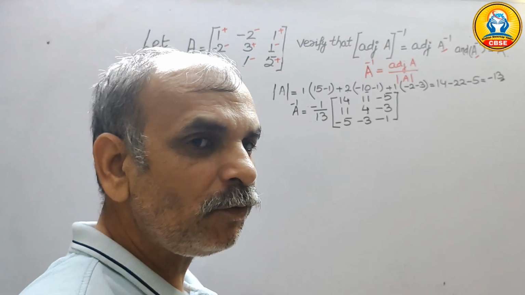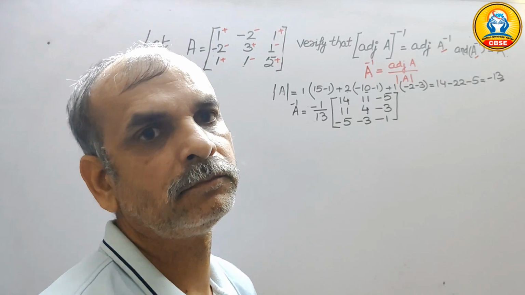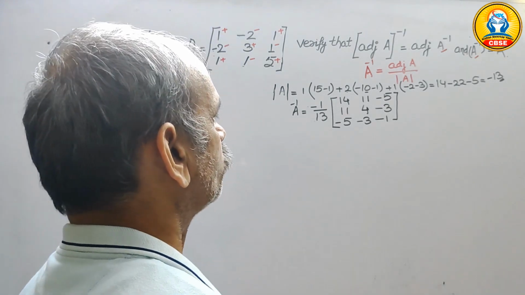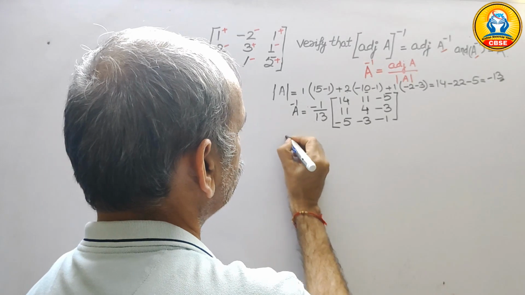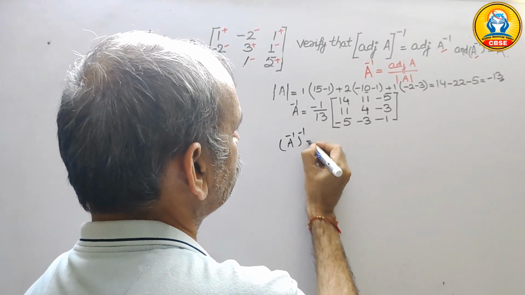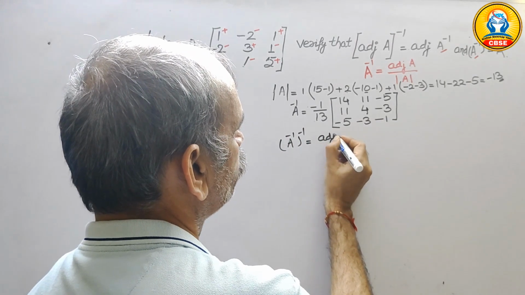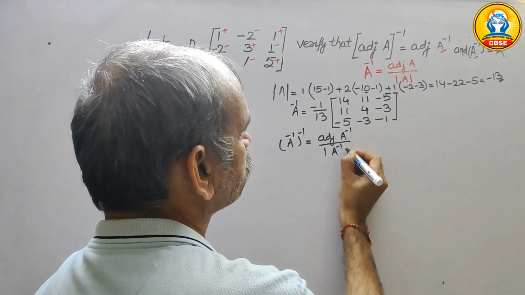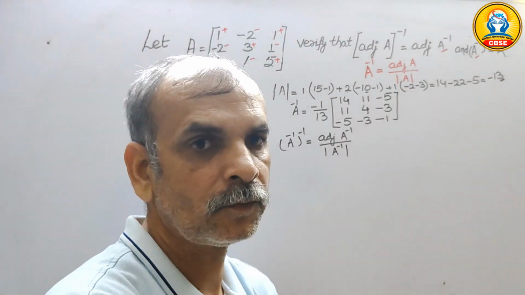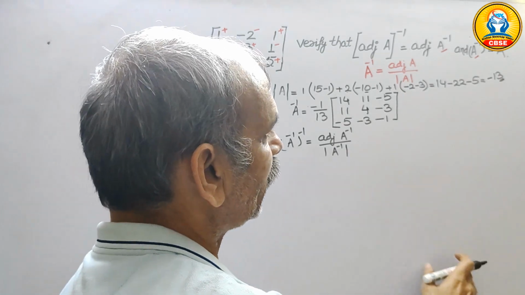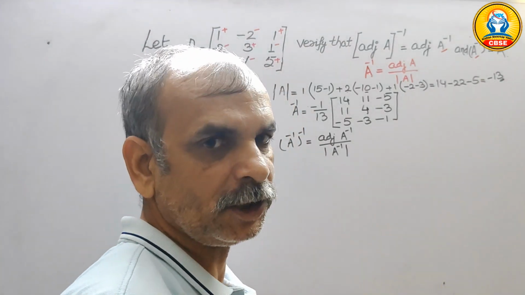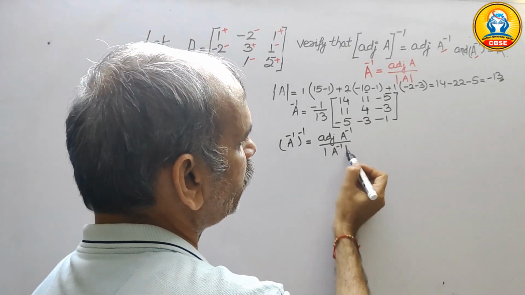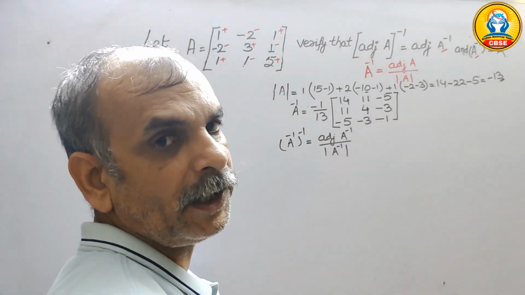Next, what we will do, just we will go for inverse of that. A inverse of inverse. So what we will get? A inverse of inverse is equal to adjoint of A inverse by determinant of A inverse. Then only whatever we will get, that is equal to A. That we will see. Now, so here first we will go for determinant of A inverse.